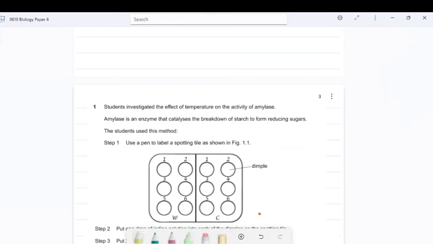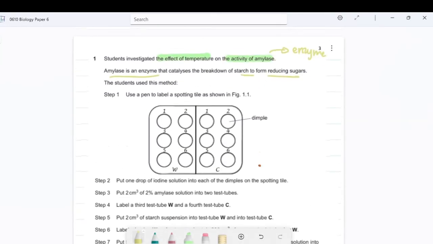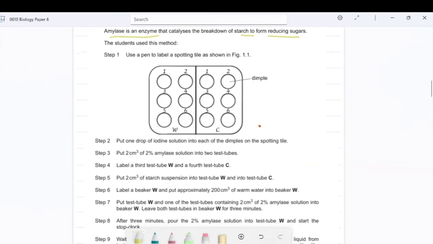Now get your pencil or your highlighter. Always make sure you're highlighting what's important. Now students investigated the effect of temperature on the activity of amylase. Amylase is an enzyme that catalyzes the breakdown of starch to form reducing sugars, and then it describes the whole methodology to the experiment. I'm going to send this file like I said, so you can pause this video and try to read this experiment.